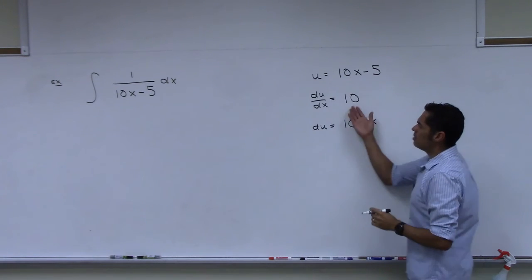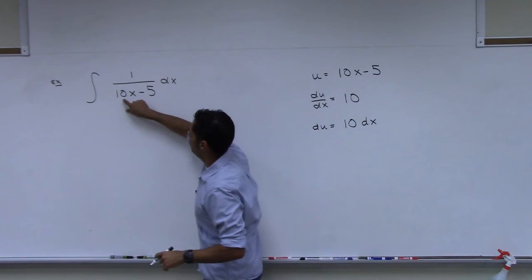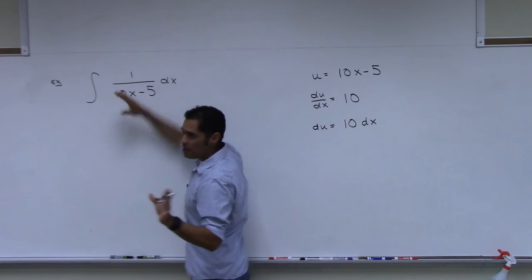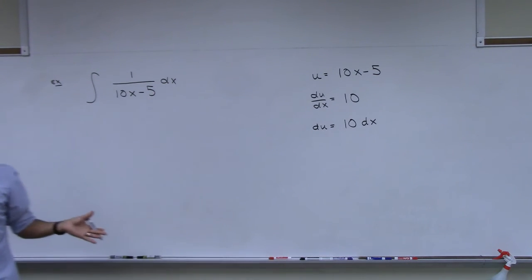Did you see a 10, but you can't count that 10. Do you see a 10 up there? It's okay though, right? You can be off by a constant. So this looks like a legitimate way to go.